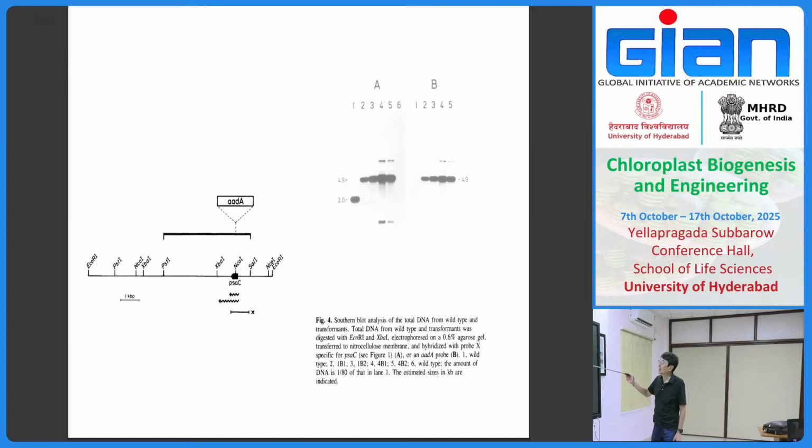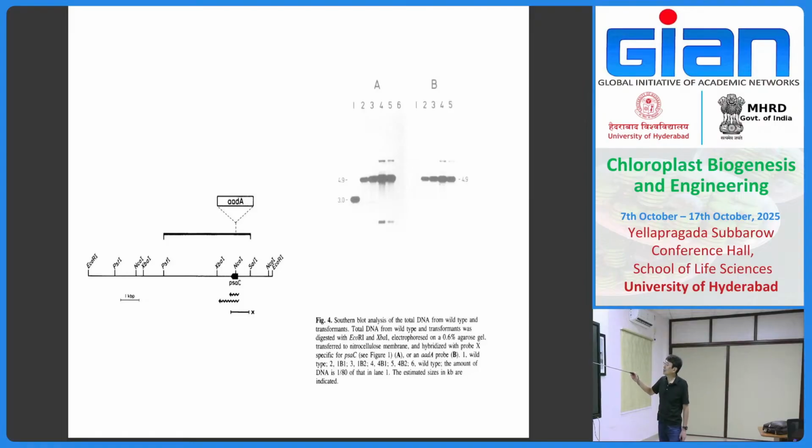So as you expected, this is a probe with the psaC gene. So the 3 kb signal is upshifted to 4.9. So it shows all DNA are transformed. Chloroplast DNA are transformed. Okay.